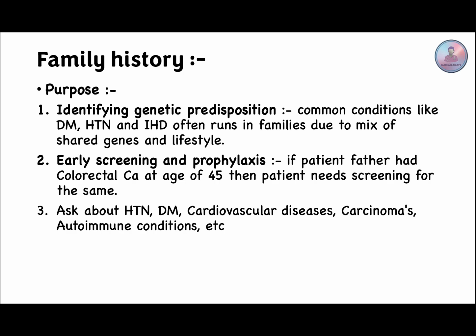Second purpose is early screening and prophylaxis. For example, if a patient's father has colorectal cancer at the age of 45, then the patient needs screening for the same. Now, what to ask in the family history? Ask patient about history of hypertension, diabetes mellitus, cardiovascular diseases, carcinomas, or any autoimmune conditions in any of the family members. For example, in breast cancer patient, maternal family history is significant.